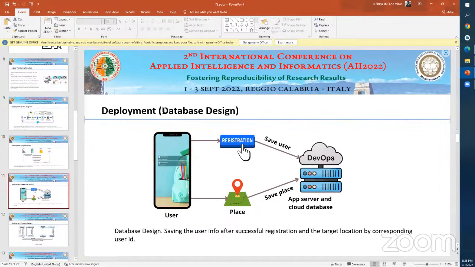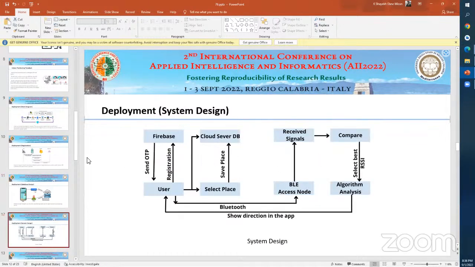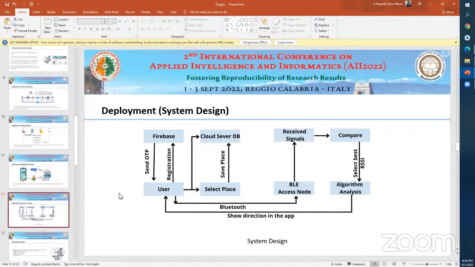Okay. Then if we look at the deployment and database design, here is the DevOps server. Here the user registration, saved places, and where the user wants to go are saved for security purposes. In the system design, which looks like a block diagram, the user registers via Firebase. After that, the user selects a place. Then everything is saved in the cloud database. Then after the BLE access node receives and compares the signals, the highest one is chosen according to the algorithm analysis, and the direction is shown to the user in the app.